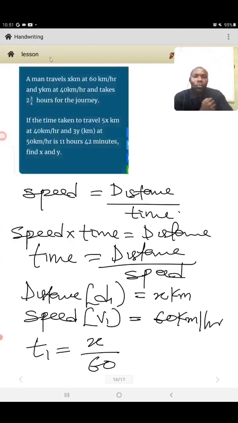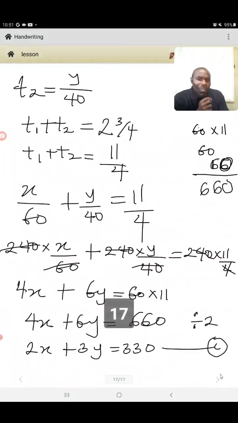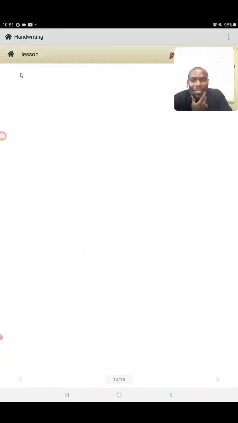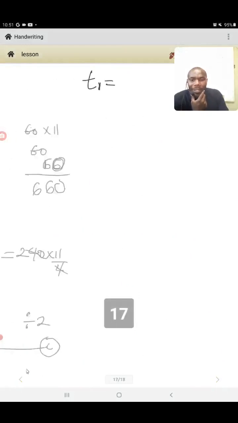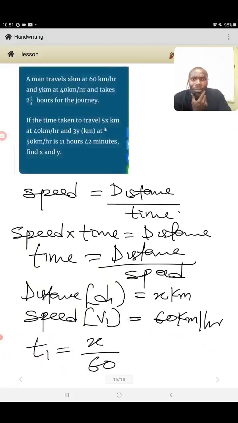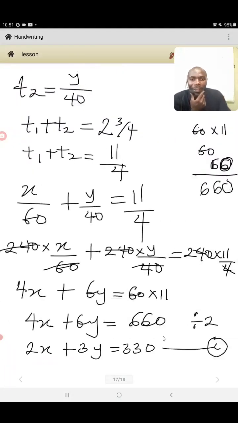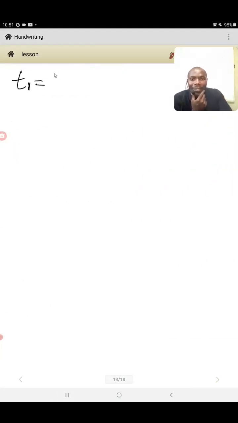But before we're able to find equation 2, you have to consider the second statement. It said, if the time taken to travel 5x kilometers at 40 km per hour and 3y at 50 km per hour, the total time used is 11 hours 42 minutes. Find x and y. So you follow the same procedure at this stage. T1 will be 5x over 40, because time is distance over speed.